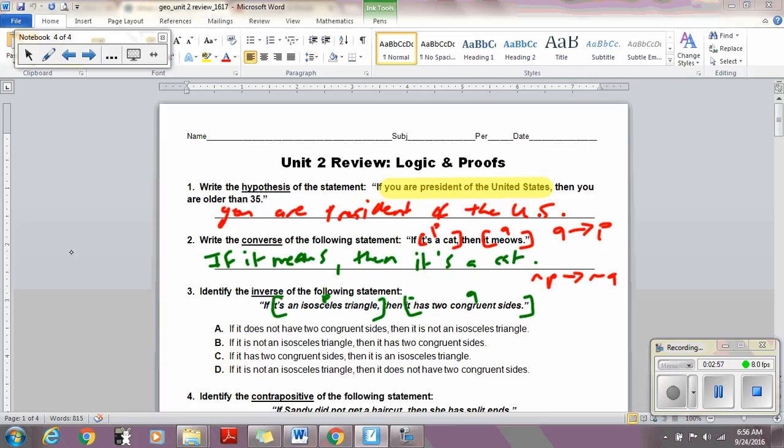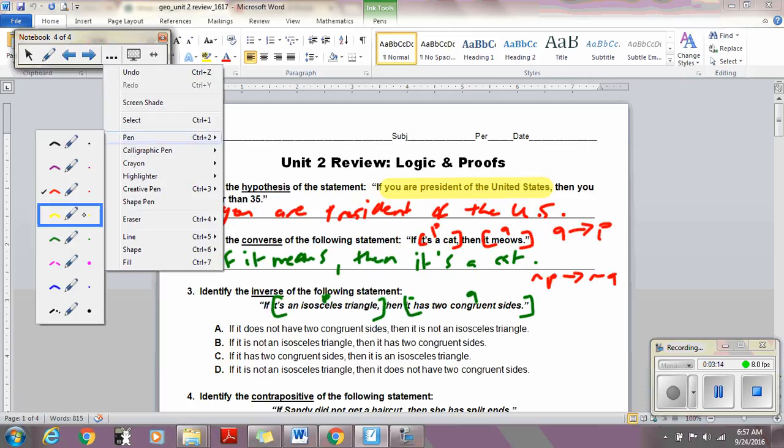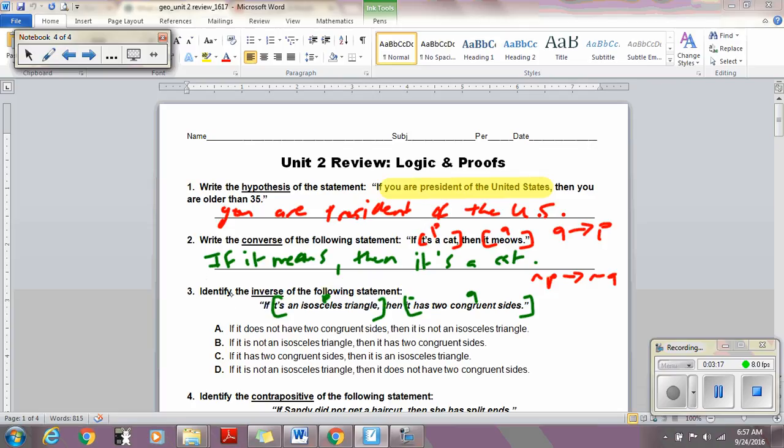If it does not have two congruent sides, well, two congruent sides was part of Q. Again, the sentence has to start with not P. So that's why we're not going to look at choice A. All right. B says if it is not an isosceles triangle, so far sounds good. Let's keep reading. Then it has two congruent sides. It has two congruent sides was already Q. So that's incorrect as well.